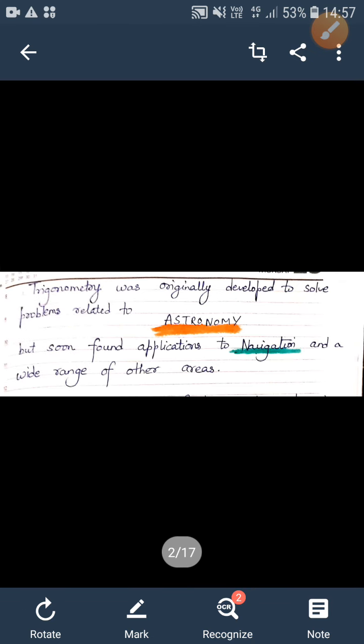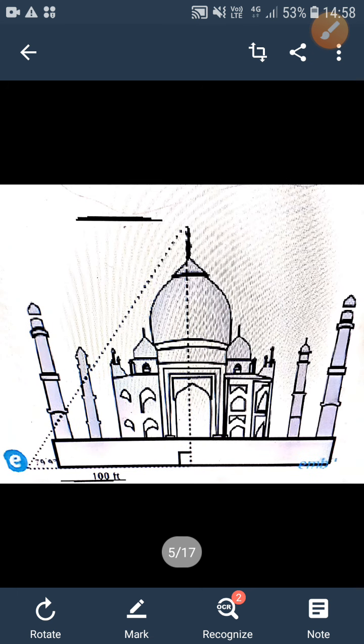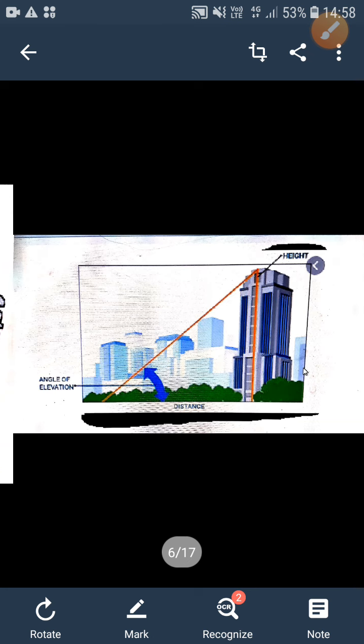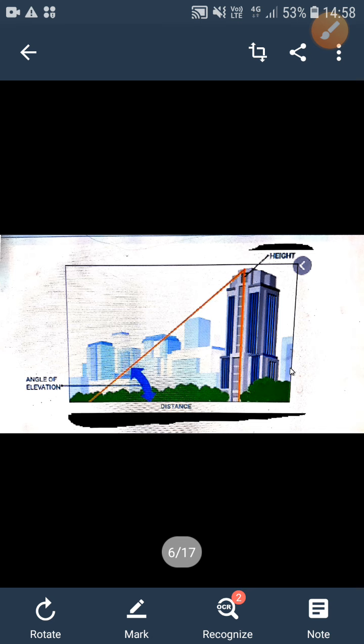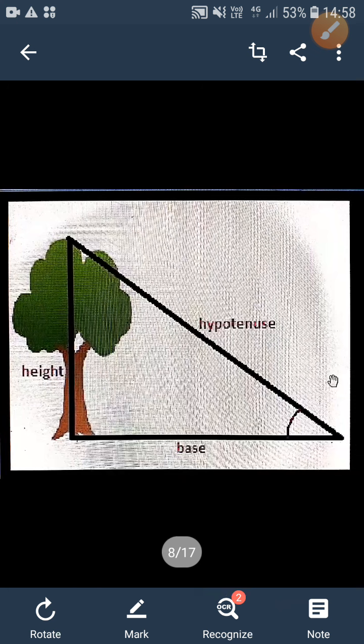Why was it developed? It was originally developed to solve problems related to astronomy. It soon found applications in navigation and a wide range of other areas. It is used in architecture, it is used in engineering. You can see it is used to find distances between celestial objects. It is used to find out the height of tall buildings and monuments, where it is not physically possible to measure, like the height of a mountain or height of a tall tree.